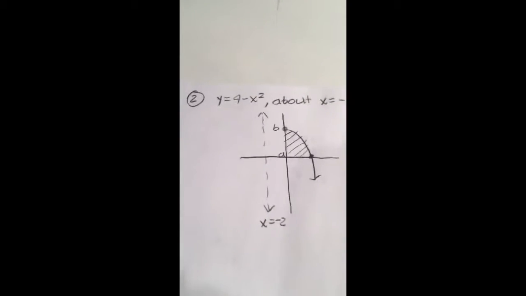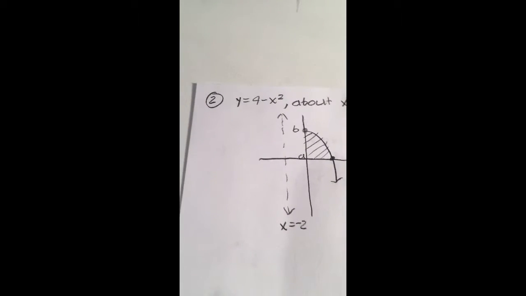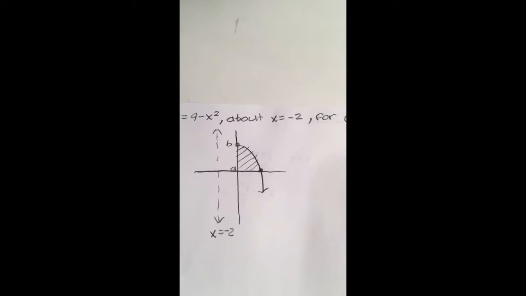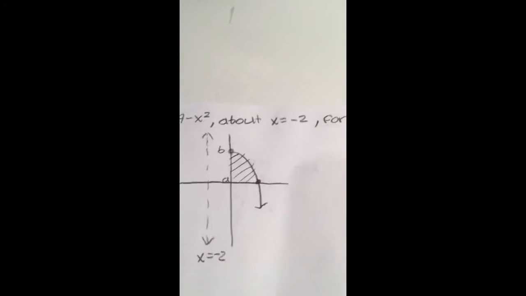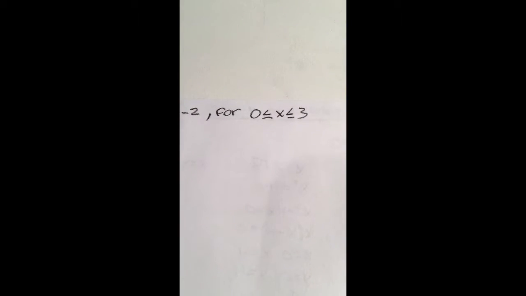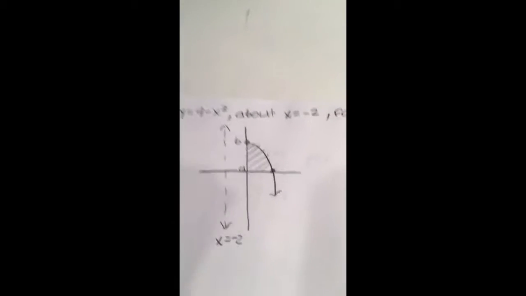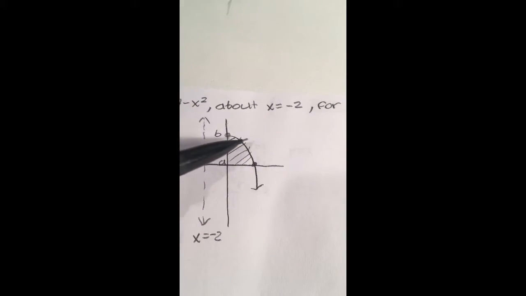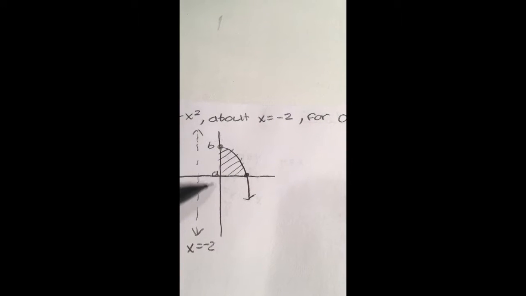Now for our second example, it's the area bounded by the graph of y equals 9 minus x squared, rotated around the line x equals -2, but only for the interval 0 to 3. Our graph is going to look like this. The only area we're using here is x equals 0 to x equals 3.